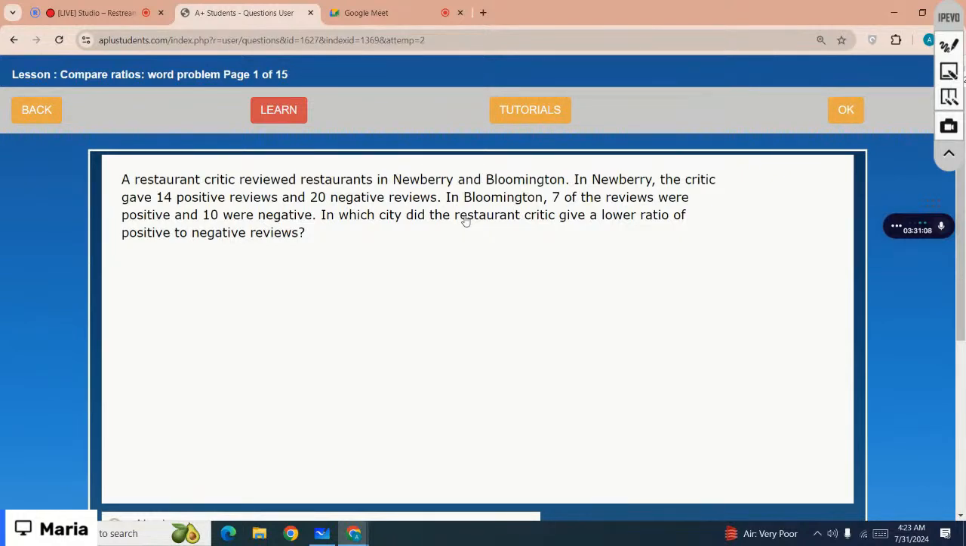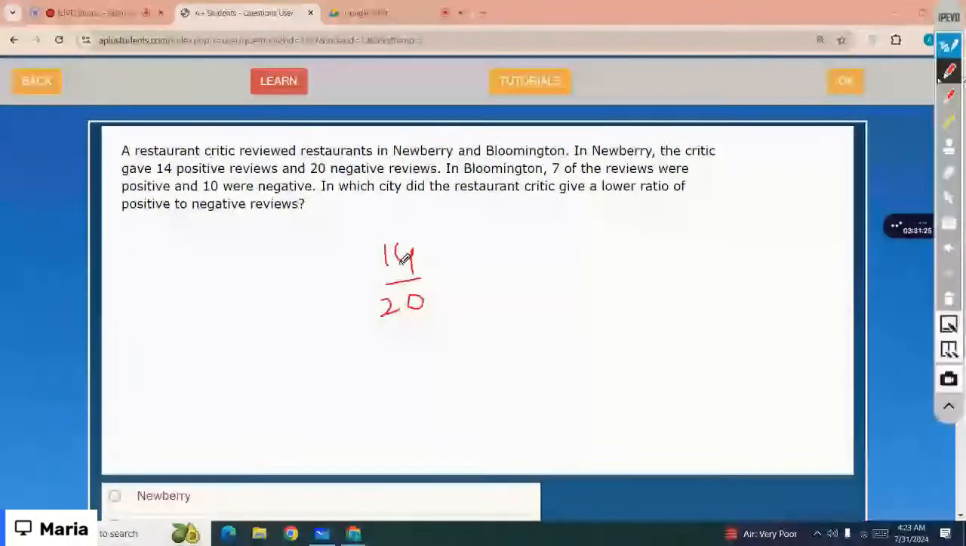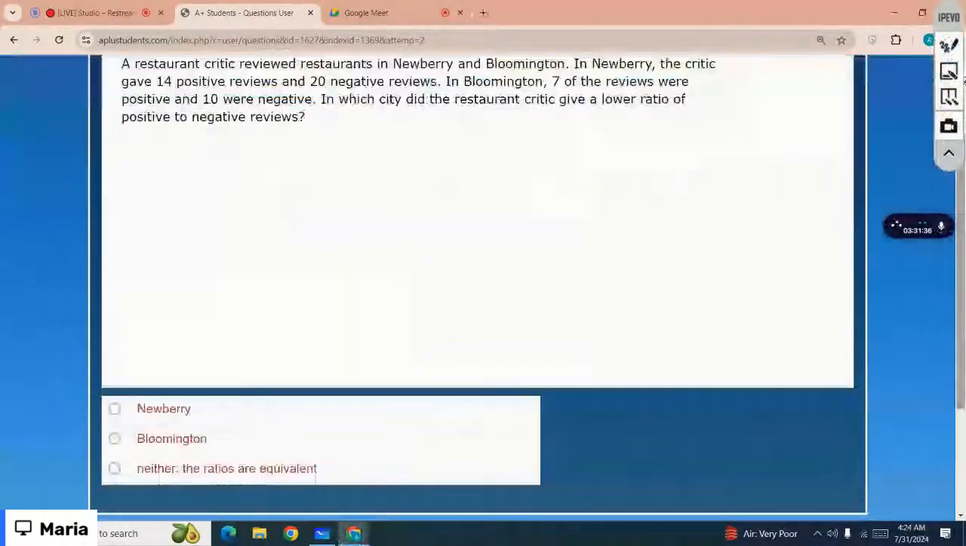Okay, so a restaurant critic reviewed restaurants in Newberry and Bloomington. In Newberry, the critic gave 14 positive reviews and 20 negative reviews. In Bloomington, 7 of the reviews were positive and 10 were negative. In which city did the restaurant critic give a lower ratio of positive reviews? So which is the correct option?